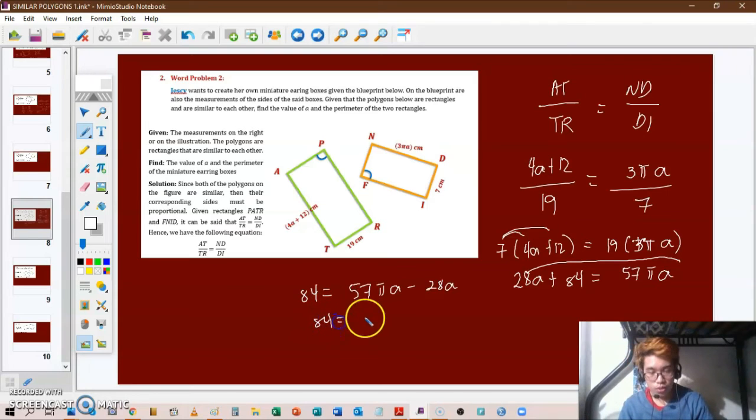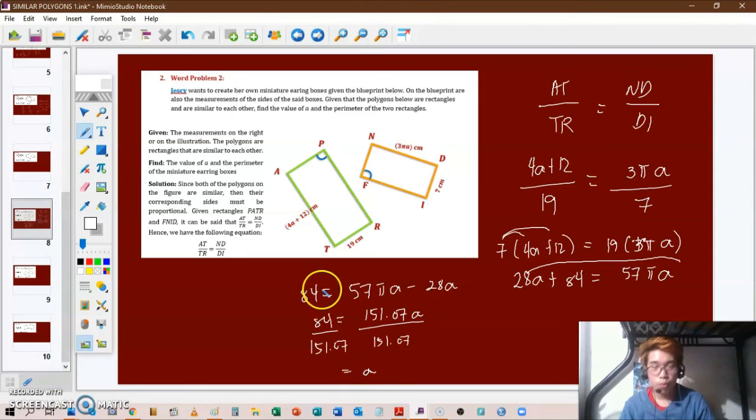So 84 is equal to 151.07A. And if we divide both sides by 151.07, we get that the value of A is equal to 0.56. There you go. So this is the value of A. And essentially, we found the value of A. So that's 0.56.